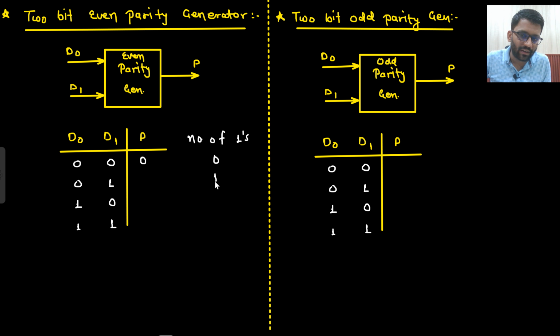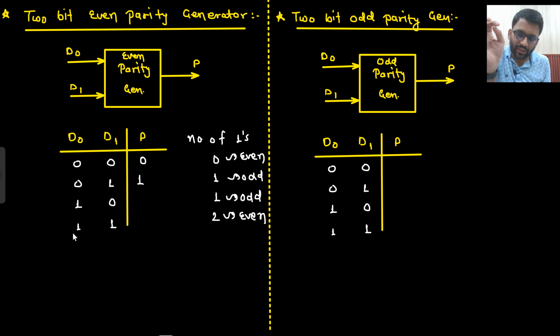Here the number of ones is 1. This is an odd number. So you see the data line 0 and 1, and you know that the number of ones is odd. So the parity bit will be 1 so that the number of ones becomes even. Here also you will see that the number of ones is odd. And in the next one the number of ones is even. So in this one what will the parity bit do? The parity bit will see that the number of ones is already even, so it will be 0 only.